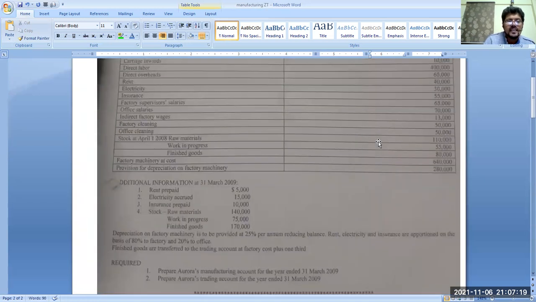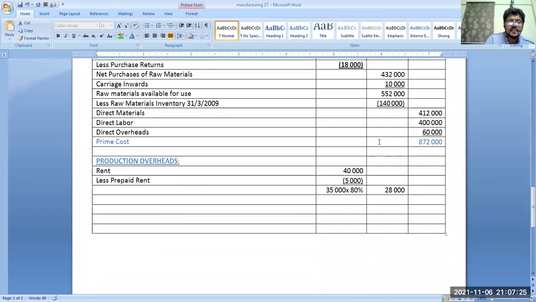Now what about electricity? Electricity is 30,000 and accrued 15,000. So what we have to do, we write over here electricity, and the accrued means it should be added.